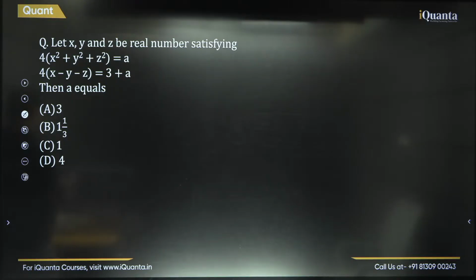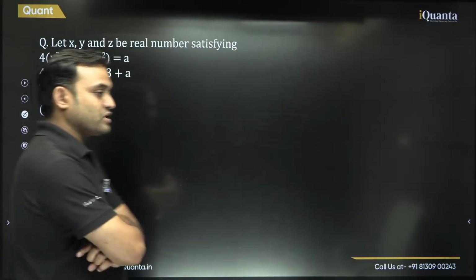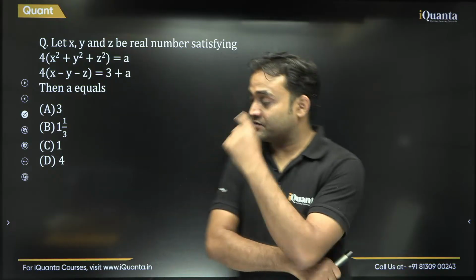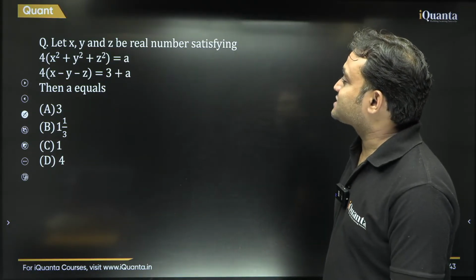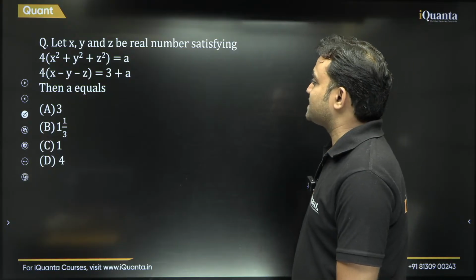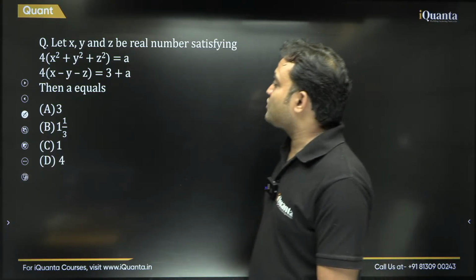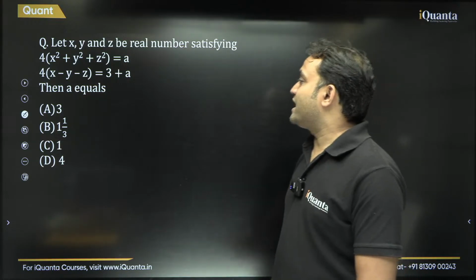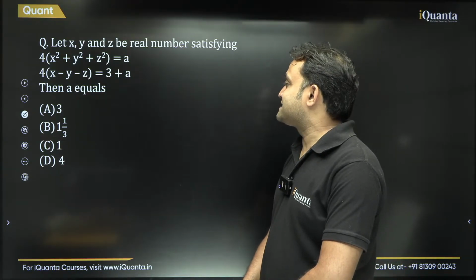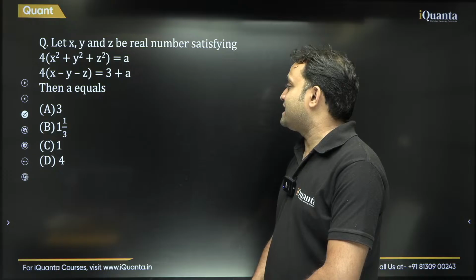Many one-one onto function is also known as bijective function. So in this question, let x, y and z be real numbers satisfying 4 into x square plus y square plus z square is equal to a, and 4 into x minus y minus z is equal to 3 plus a, then a equals.